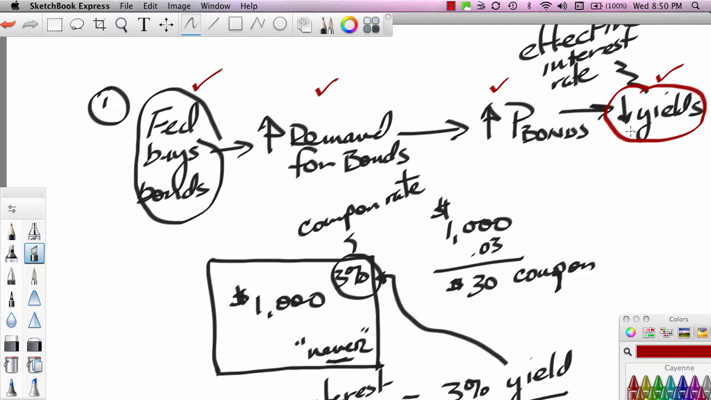Now you go, so what? So what if bond yields drop? But keep in mind, if bond yields are falling, that means interest rates in general are going to fall.